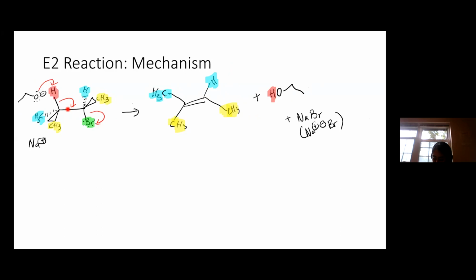The reason why I highlighted the dashes in blue is because you can see they ended up on the same side. So you can see these 2 are both on the same side, and these yellow ones are on the same side. So it's important to also look at what is wedge, what is dash, and what side these substituents are going to end up on. So are there any questions on how I got this?